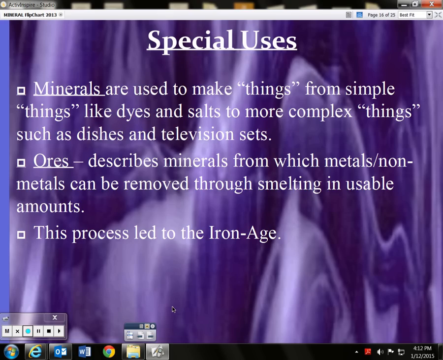Okay, some minerals that you need to, wait, let me restart that. Minerals are used for specific things. So minerals are used to make things from simple things, like dyes and salts, or complex things like dishes and TV sets. In order to get the usable part of a mineral, you need to get the ore out. And that's when you take the metals or the non-metals from the actual mineral. Basically, it's in the process called smelting, where you melt it down, and once it's melted down, you can separate it. Once smelting came about, that led to the Iron Age, if you're a history buff.